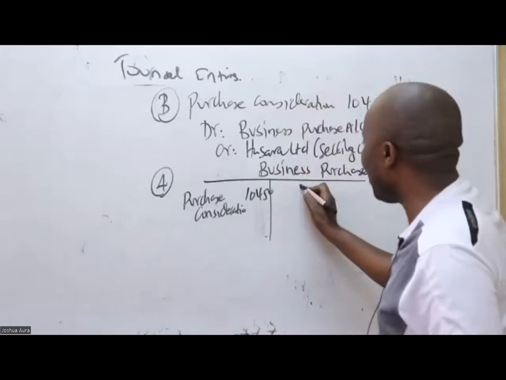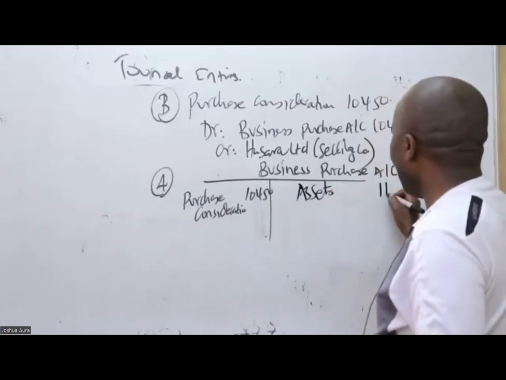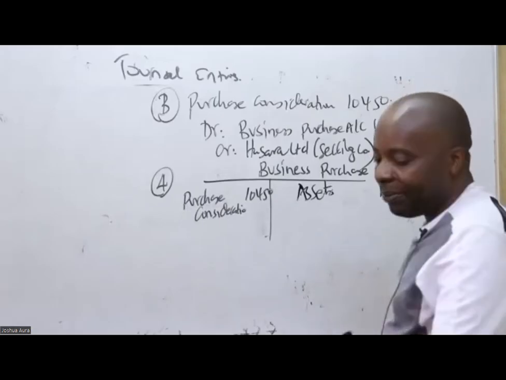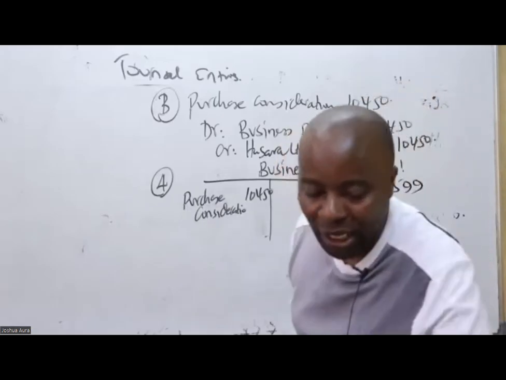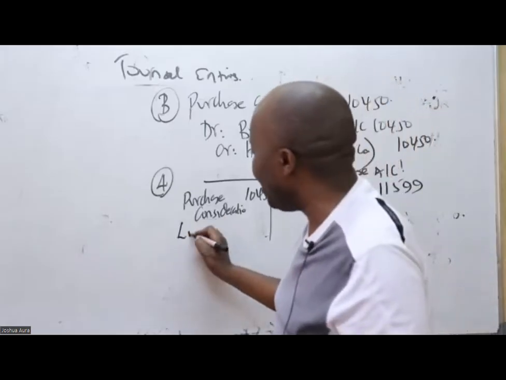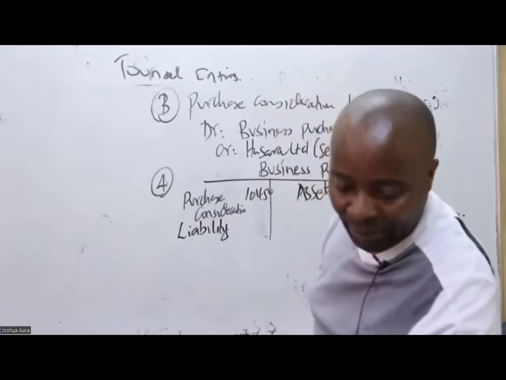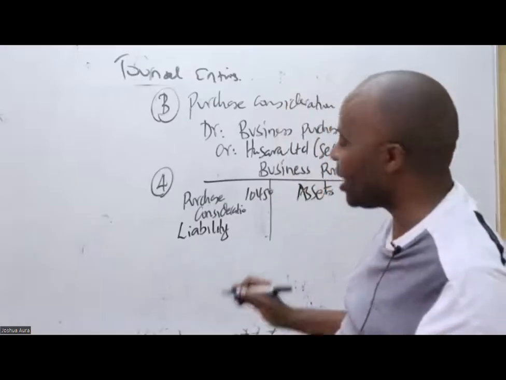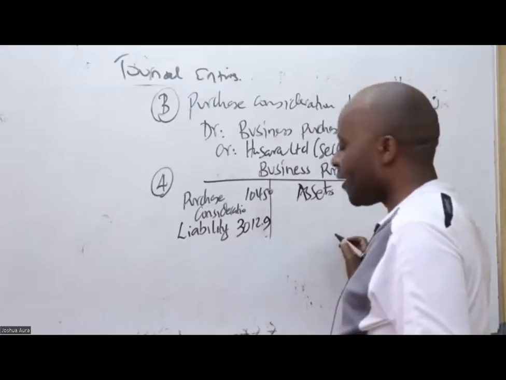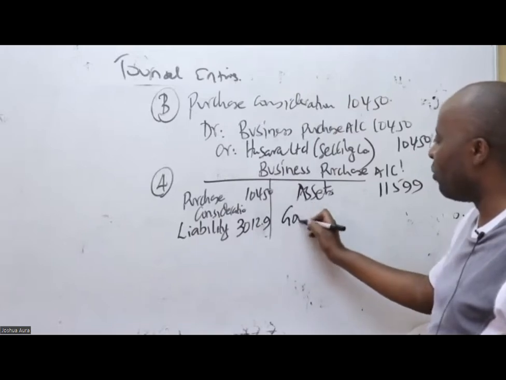So in this case here, we have assets taken, 11,599. And then liabilities, when you look at note number 2, I can see debit business purchase with liability of how much? Liability of 1,2 point 9. So the difference figure will be what we shall be taking to our books as goodwill.